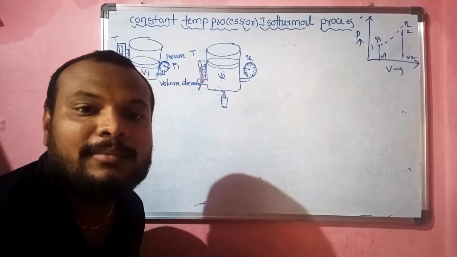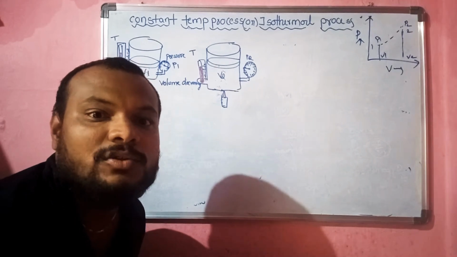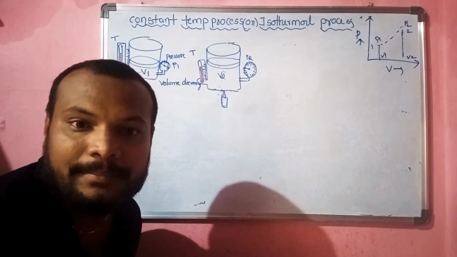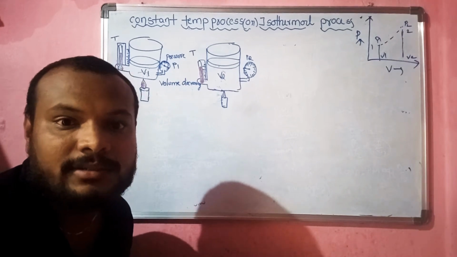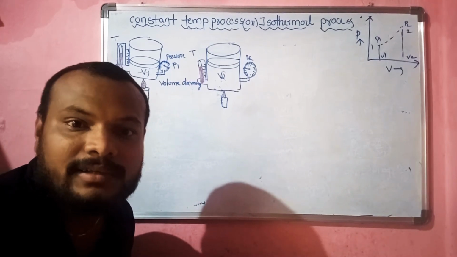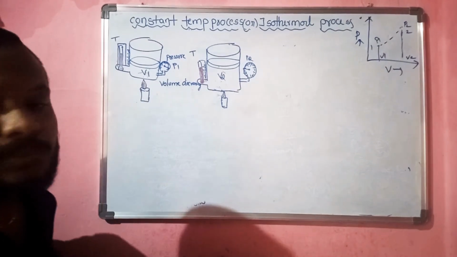Today we are discussing the constant temperature process, or isothermal process. Iso means constant and thermal means temperature, so the temperature is constant in this situation. Using this, we can find the work done and heat transfer for the constant temperature process.